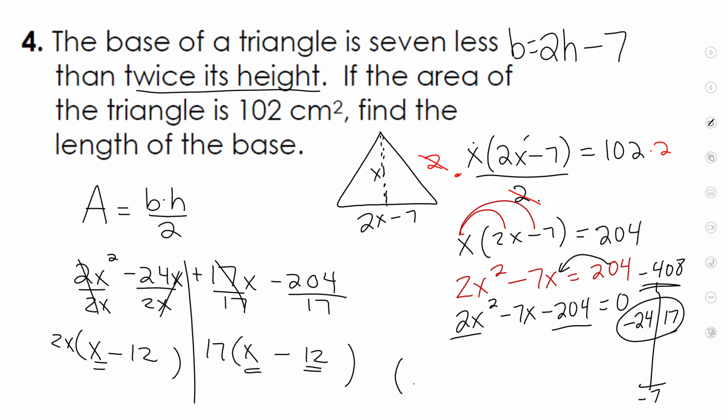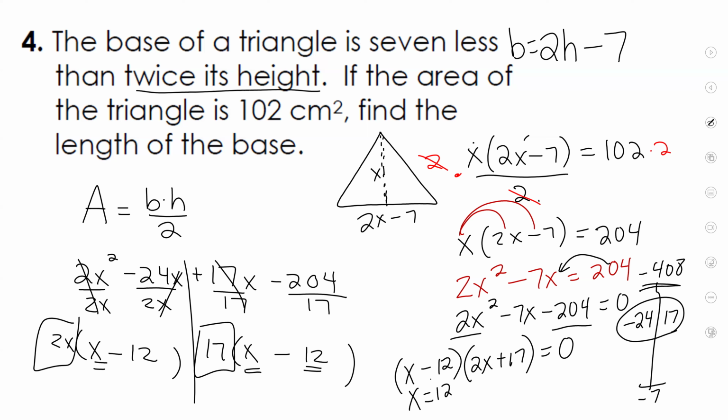So I'm going to put that in one parentheses, and then 2x and 17 will go in its own parentheses. So 2x plus 17. Now set them both equal to 0 and solve. Which one will give you a positive answer? x equals 12. Yes, this one right here will give you x equals 12. So that's the one I'm going to pick. This one would give you a negative answer if you solve it.